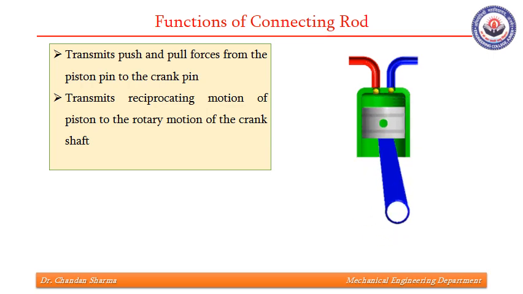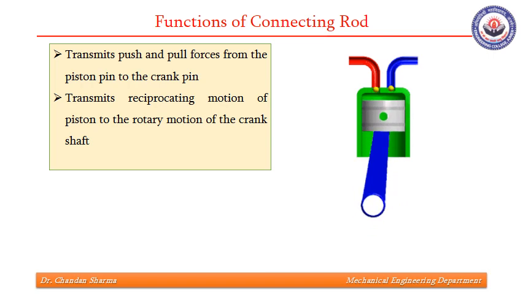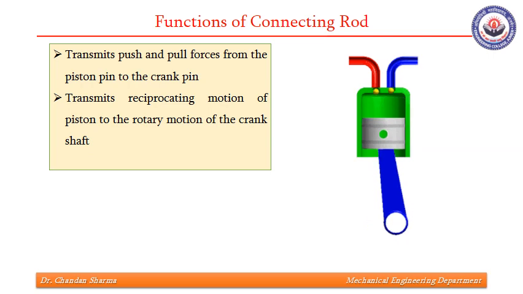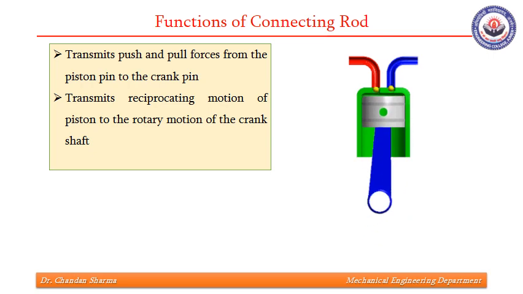Further, piston always has reciprocating motion in the cylinder, whereas crankshaft has rotary motion. So, design of connecting rod is unique in the sense that one end is having pure translation motion and one end is having pure rotational motion.